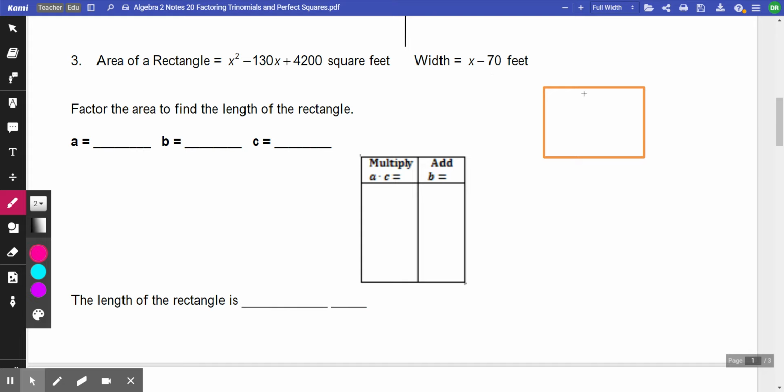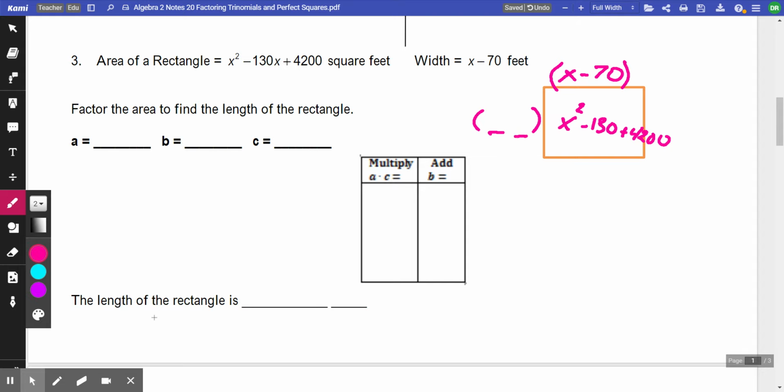So we could get a visualization here if we wanted. We could show that the width of this rectangle is x minus 70. And we could show, if we wanted to, that the area is x squared minus 130x plus 4,200. And the question is, what would the length have to be over here to get us that? And there's a couple ways we can approach this. We know that the area of a rectangle is your length times your width, and so we could try to figure out what could we write inside of here to multiply with that to get our area.